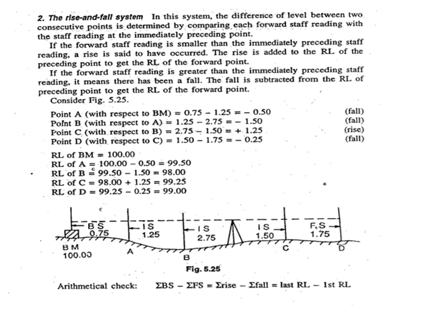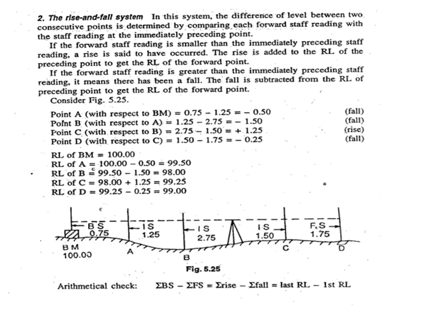Similarly at point B we have to consider the staff reading at B as well as the staff reading at A. So 1.25 is the staff reading at A and 2.75 is the staff reading at B. So 1.25 minus 2.75, that is minus 1.5, that is to say that there is a fall from A to B. Therefore it is minus.